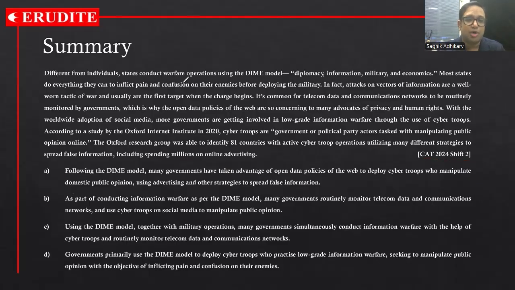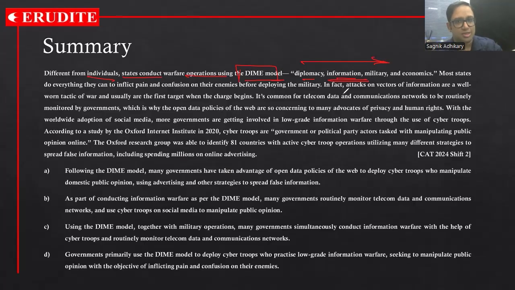The passage talks about how states conduct warfare using the DIME model. We'll expand upon that in a moment. But this is primarily in the sense of information warfare, warfare by targeting information. We see that different from individuals, states conduct warfare operations using the DIME model: diplomacy, information, military, and economics. This is actually a progression, steps in a progression. We have first diplomacy, then information.